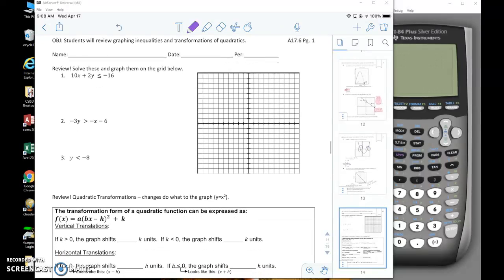Linear inequalities, remember, we graph just like graphing lines. We need them to be in y equals mx plus b. And then we need to decide if we have a dashed line or a solid line and which direction we shade. On number 1, I'm going to start by solving for y.